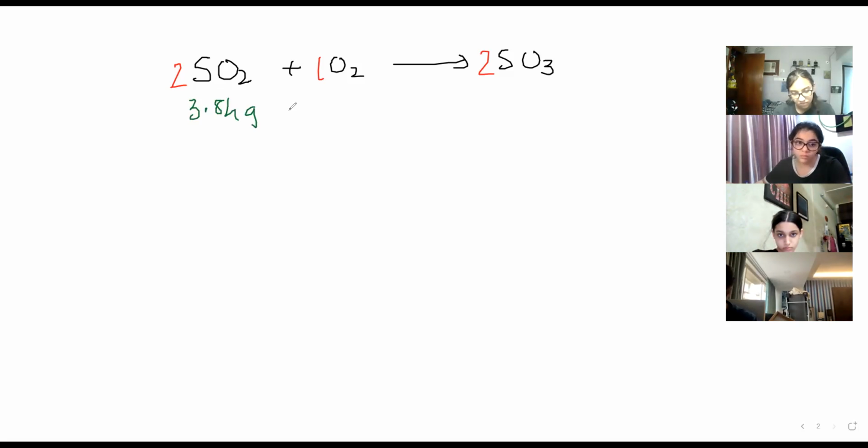3.84 grams of sulfur dioxide is taken for the reaction. So to react with that 3.84 grams of sulfur dioxide, how many grams of oxygen should you take? Start. Sulfur 32, oxygen 16.